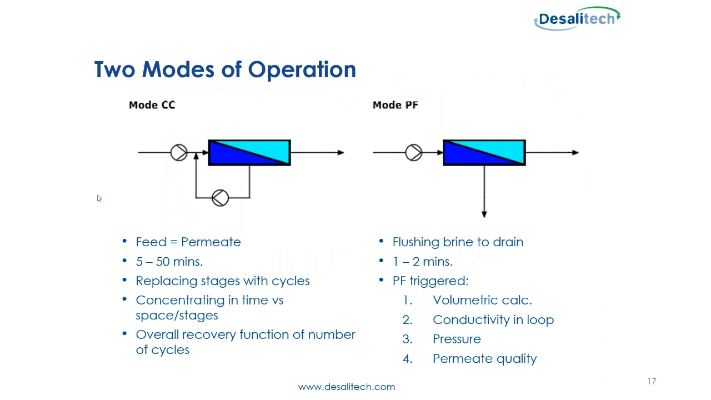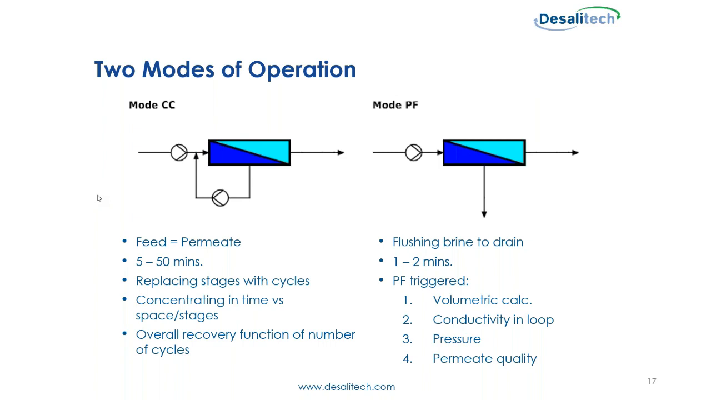So there's 2 modes of operation, closed circuit and PF. So the closed circuit, again, feed is equal to permeate. It takes anywhere from 5 to 50 minutes. And a common theme that I'll continue to bring up is we're replacing stages with cycles. So again, 1 stage, and we're just cycling through to concentrate up the salts versus going through stages. And we're concentrating in time versus space or stages. So the overall recovery is simply a function of the number of passes or cycles through the membrane.